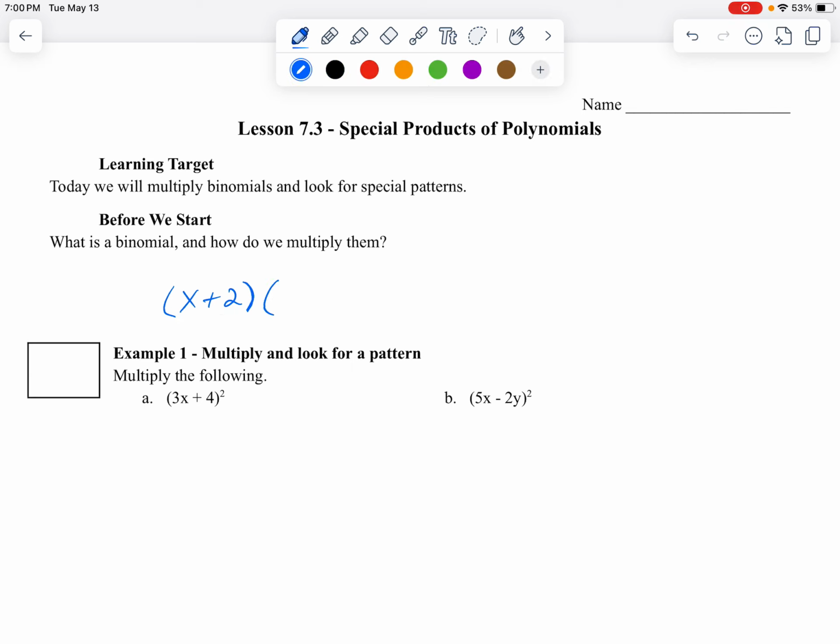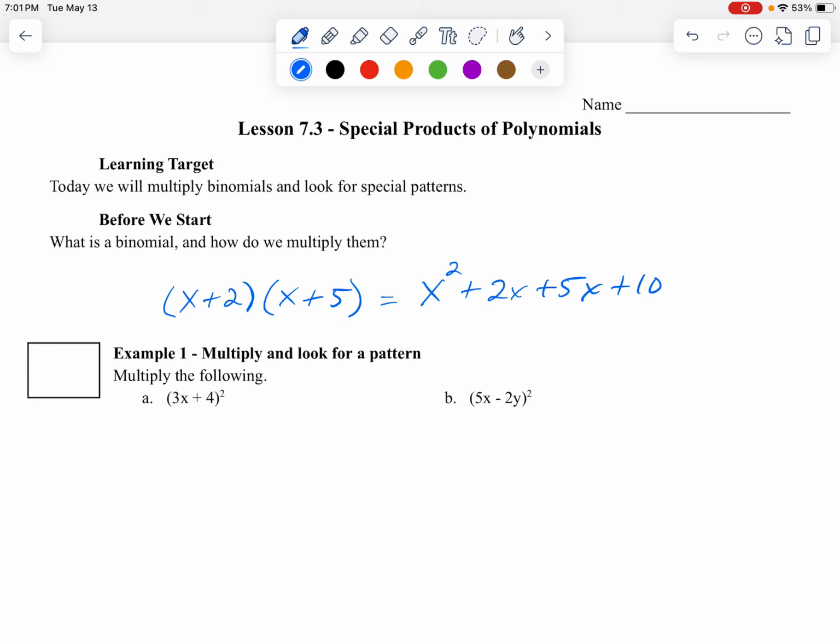And if I'm multiplying that by another binomial, we had a couple different methods. We talked about double distribution. We talked about FOIL or box method, but basically I've got to get each of these terms so that x has to multiply by both and the 2 has to multiply by both. So when we do this multiplication, we would end up with x squared plus 2x plus 5x plus 10.